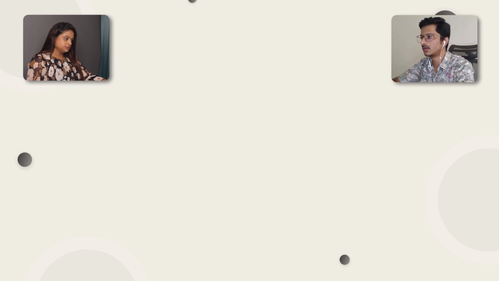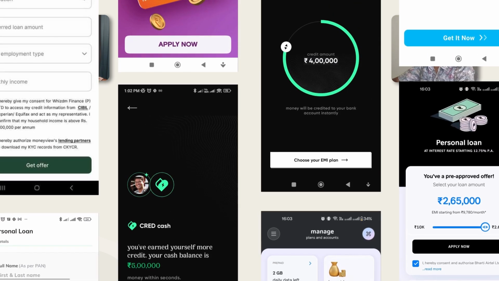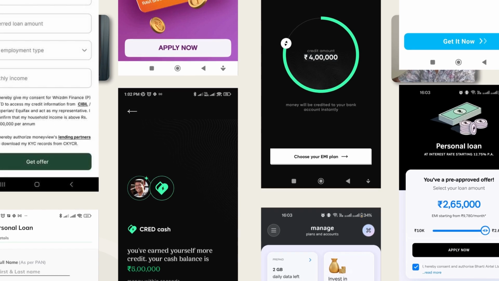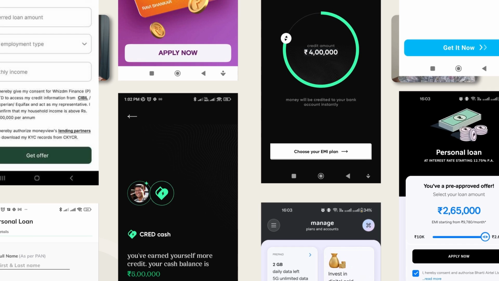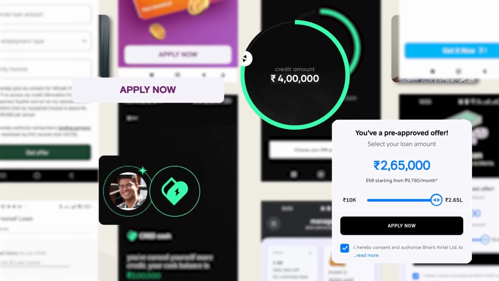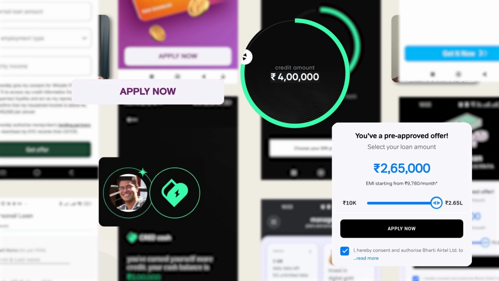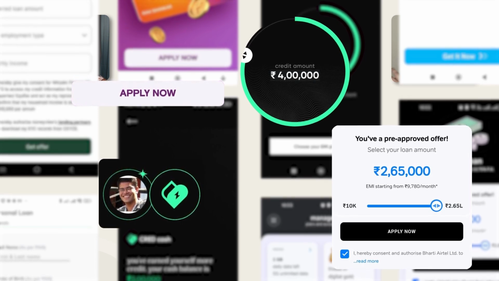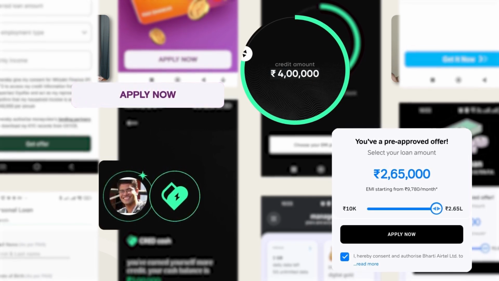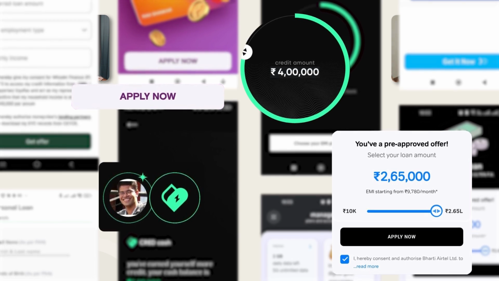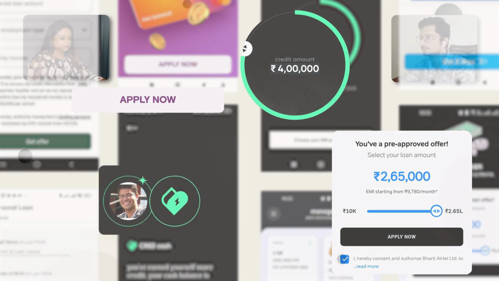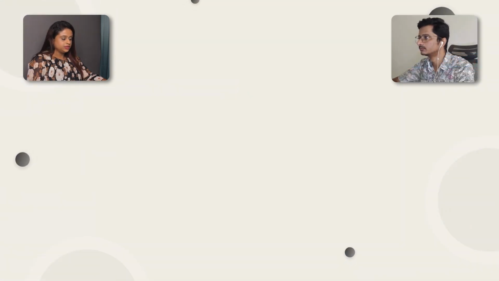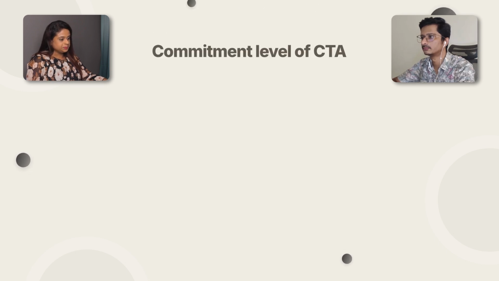Right. So now that we've reviewed a few screens independently and we've identified various parameters like what's the most prominent element, what kind of commitment level of CTA they're using, their use of real estate, and the information density of each of these screens, let's compare these on spectrums. Yeah, sure. We can start with the commitment level of CTA.